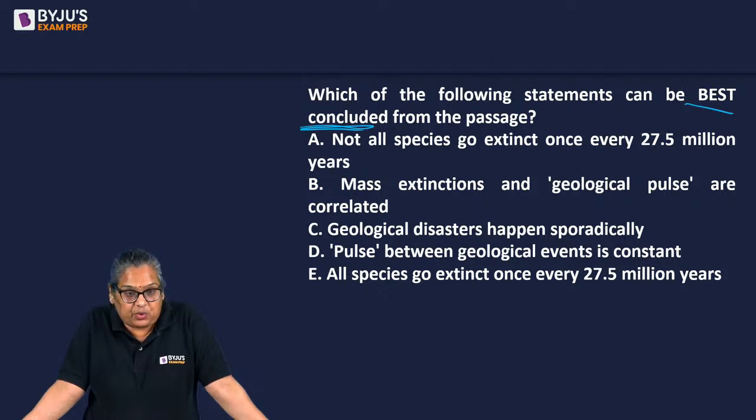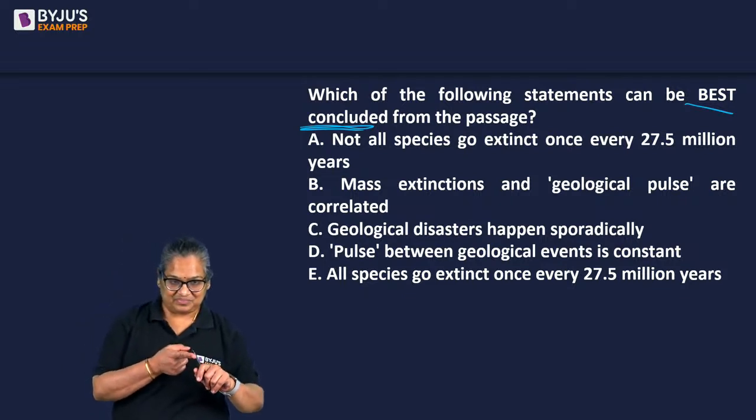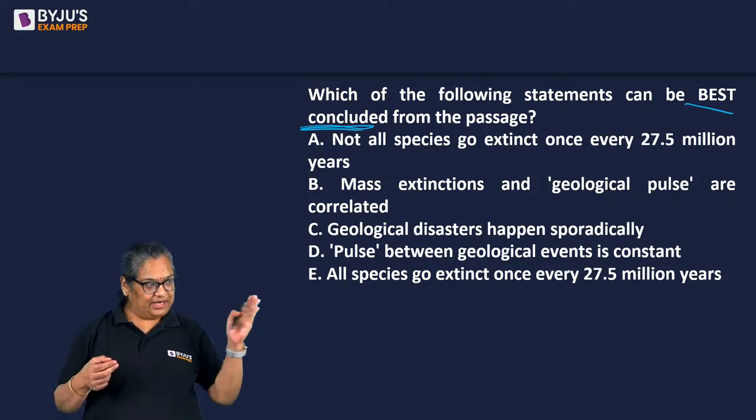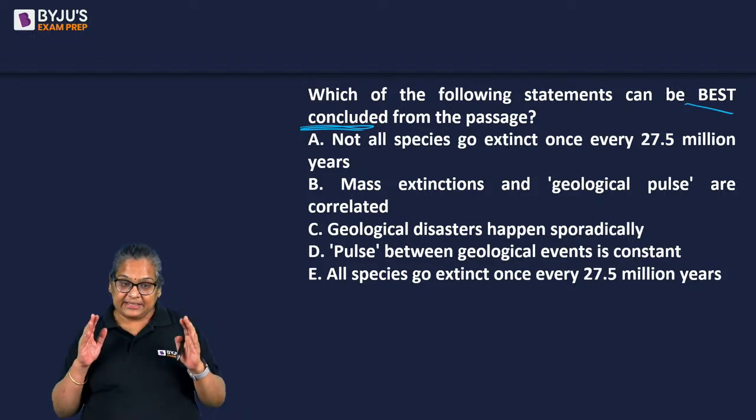Not all species go extinct every 27.5 million years. Mass extinctions and geological pulse are correlated. Geological disasters happen sporadically. Okay, he mentions a cycle, pulses, something that happens at cycles, which means it is not sporadic.